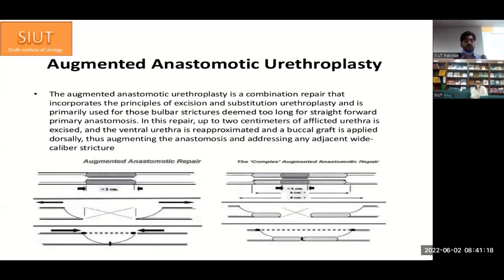Augmented anastomotic urethroplasty. The augmented anastomotic urethroplasty is a combination repair that incorporates the principles of excision and substitution urethroplasty and is primarily used for those bulbar strictures deemed too long for a straightforward primary anastomosis. In this repair, up to 2 centimeters of affected urethra is excised, the ventral urethra is reapproximated, and a buccal mucosal graft is applied dorsally, augmenting the anastomosis and addressing any adjoining wide caliber stricture.